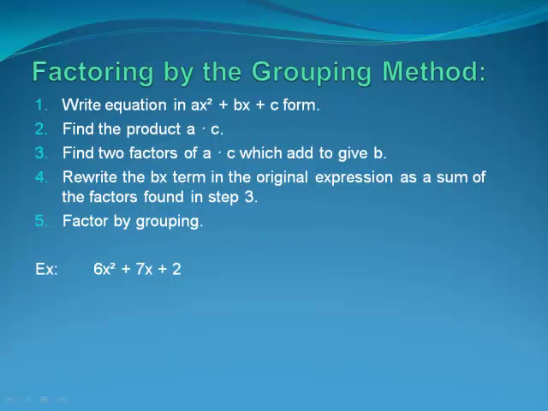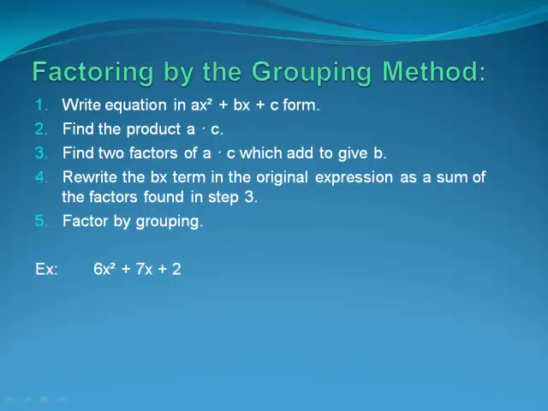Here's how the factoring by grouping method works. Your first step is to write the equation in ax squared plus bx plus c form if it's not already written like that. Second step, find the product a times c. Find two factors of that product, a times c, which add to give you b. Then you're going to rewrite the middle bx term in the original expression as a sum of the factors found in step 3. At this point, the problem will now have 4 terms, so you're set up perfectly to factor by grouping as we did before.